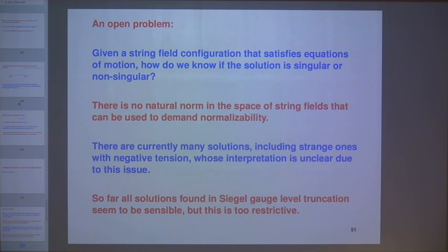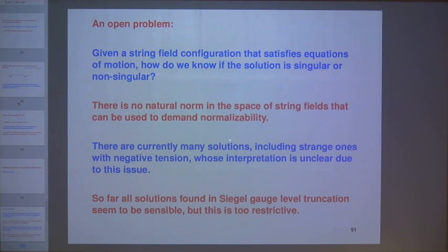Now, before I leave this subject of classical solutions, let me just mention an open problem, which has been around for quite a while. The problem is that suppose we find a string field configuration that satisfies the equations of motion. How do we know if the solution is singular or non-singular? What is the criterion? The problem is complicated because there is no natural norm in the space of string fields. And so we cannot simply say that we demand normalizability of the state phi, and only normalizable states will be allowed, because there is no natural norm in the space of string fields.